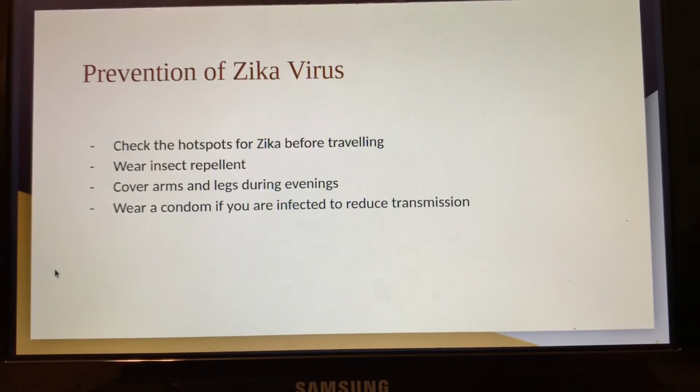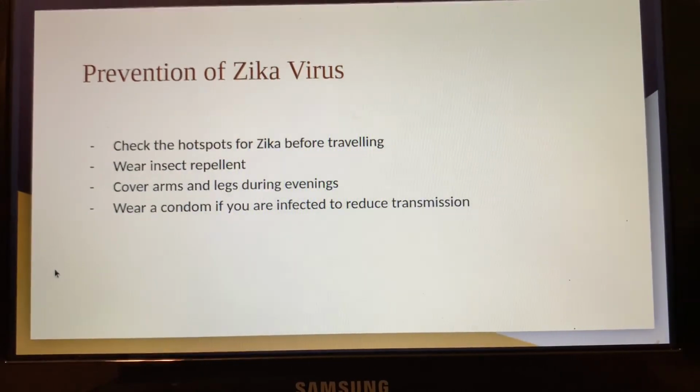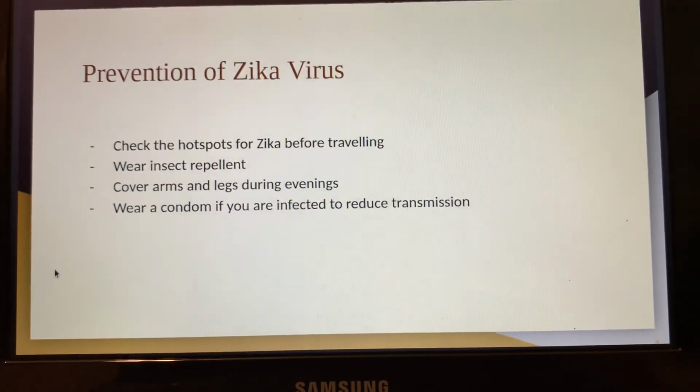Okay, so there are some prevention tips for Zika, which is basically if you're going to travel outside of the U.S., you need to check the hot spots for Zika to ensure that you're not going to an area that has it. And if you are, that you're prepared and you have plenty of insect repellent. You cover your arms and legs during the evening times. If you are in an area, or if you have contracted it already, that you're wearing a condom so that you don't transmit it to your partner. And other than that, just the basic bug repellent. And that's about it for prevention.